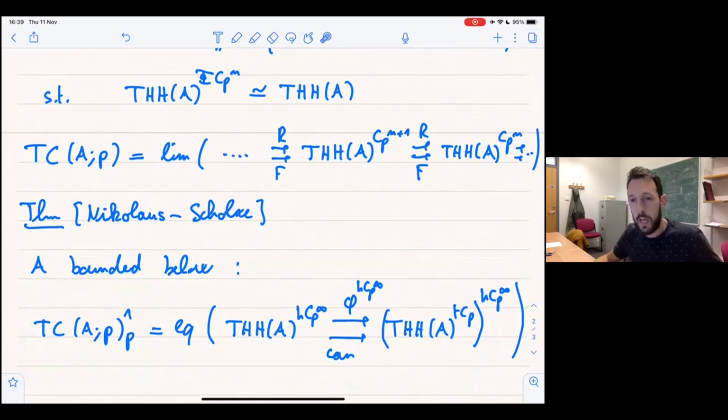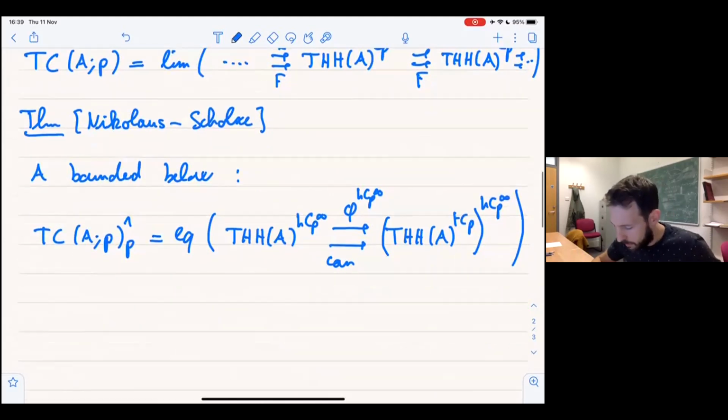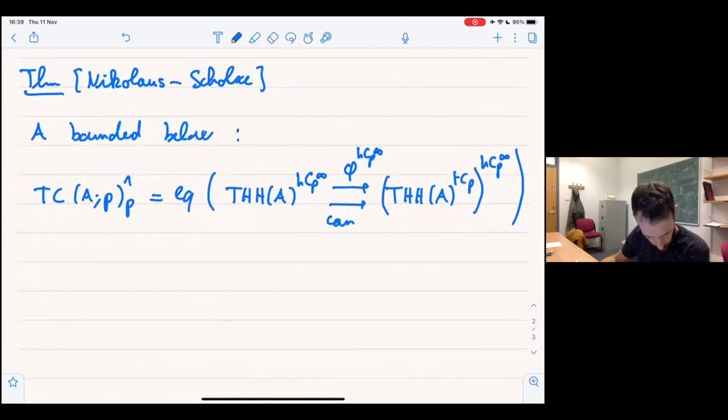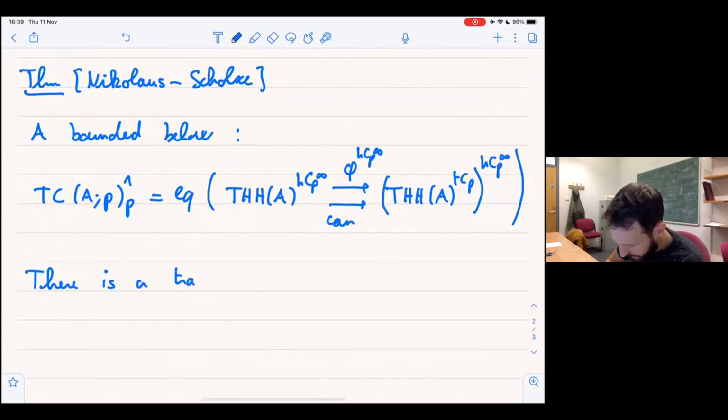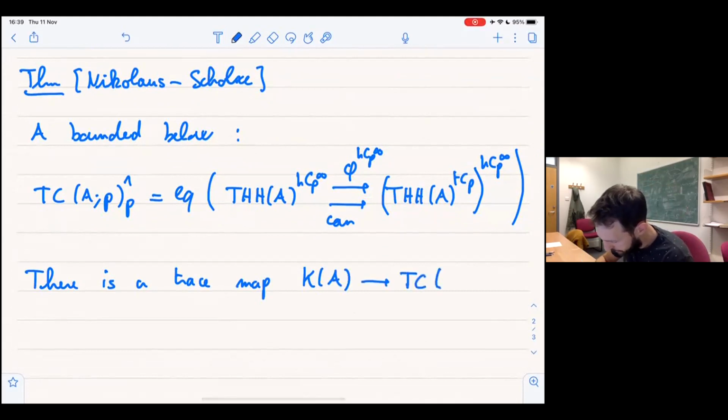Now, why would you care about this object? Well, I think Andrew has talked about it already earlier, but let me say something. That there is a trace map from algebraic K theory of A, at least if A is connective, into TC, that has nice properties after p-completion.